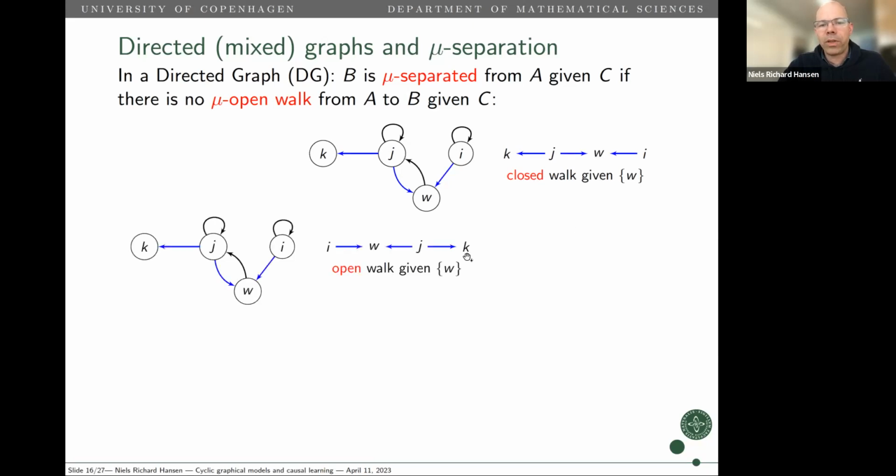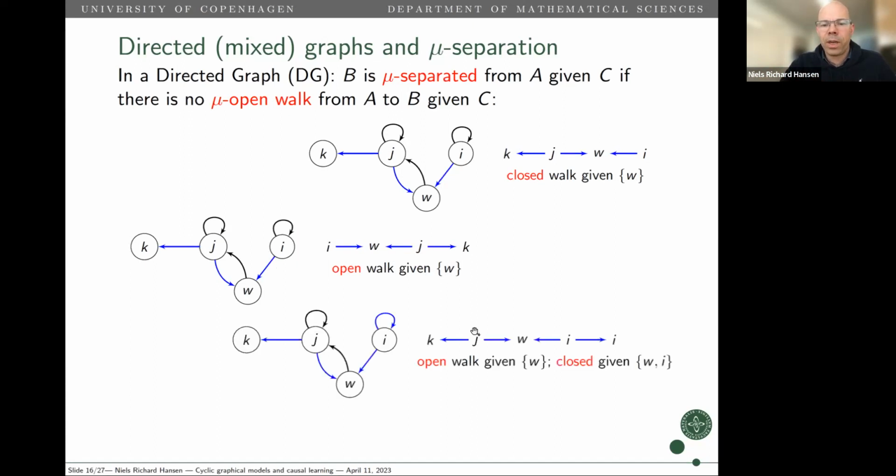And if we go in the other direction, so we start at I here, and then we go in this direction here, conditioning on W, we open the collider here. And now this walk here is open because it ends with a head. So this illustrates that there's a difference between a D separation, this is closed, but there's also the asymmetry here that a walk can be open in one direction, but it can be closed in another direction in this separation model.